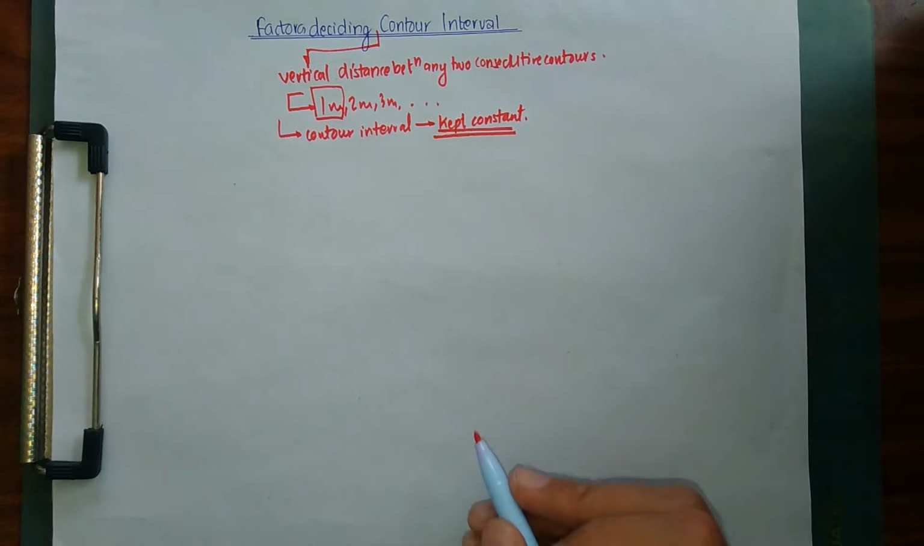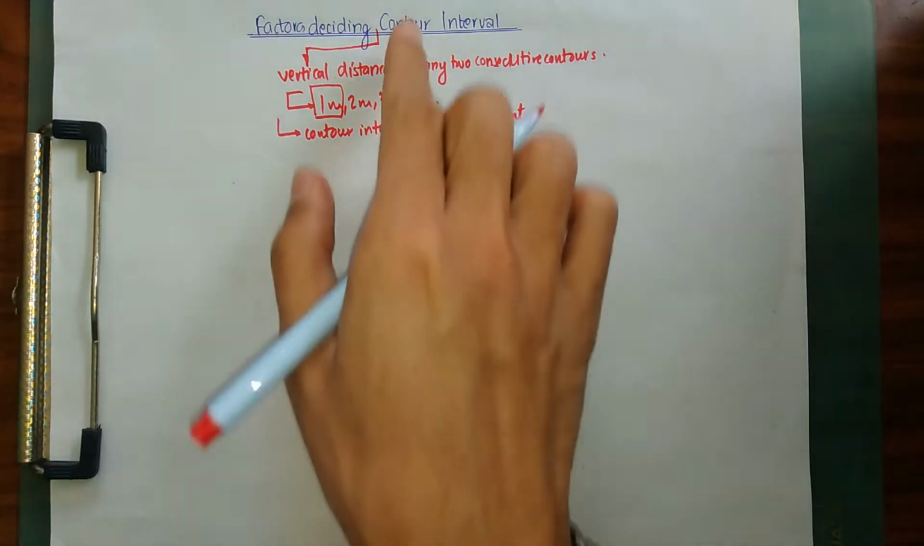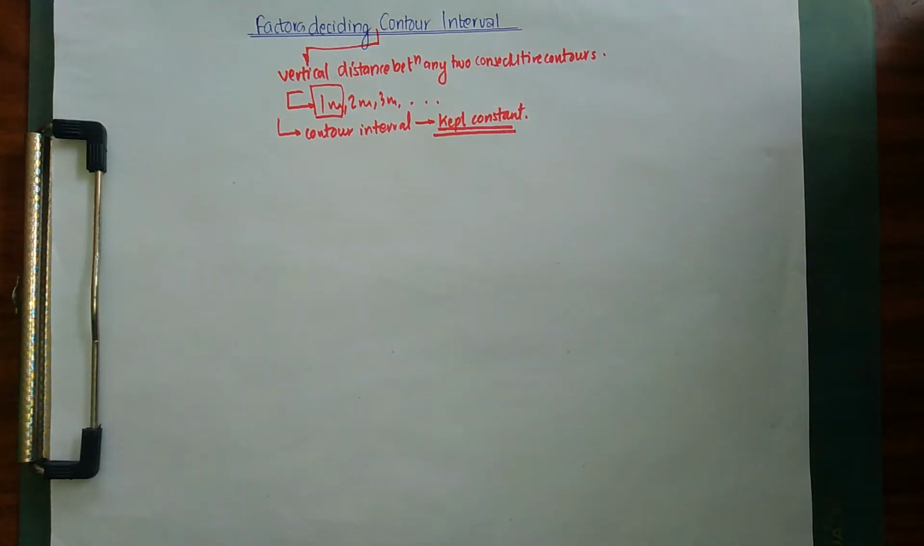If we are going to use a contour interval of 1 meter, we will be using the same contour interval, or if we are going to use a contour interval of 2 meter, we are going to use the same contour interval, but we are going to keep it constant throughout our contour map. So let me briefly describe contour interval.